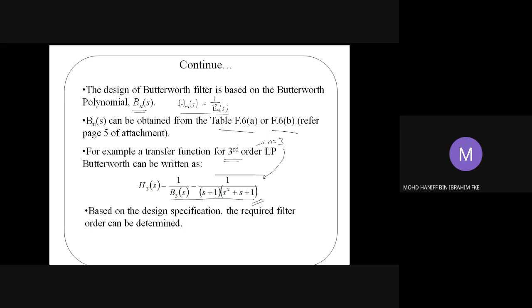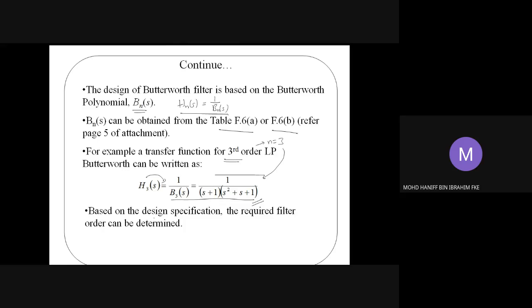All right. I hope by now you understand these Butterworth filters and their relationship with the Butterworth polynomial, in which the transfer function of the Butterworth filter will heavily depend on your Butterworth polynomial.